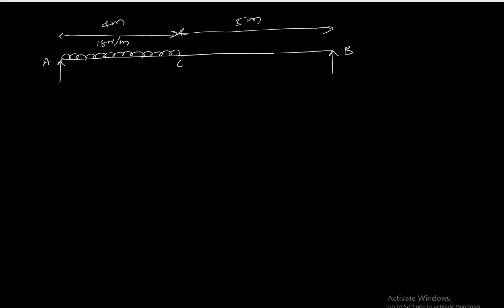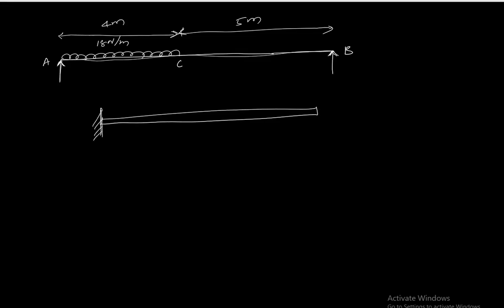Alright, so let's solve this problem of shear force bending moment diagram for a simply supported beam. A simply supported beam is a beam just like this that is supported at these ends here, right? As opposed to a cantilever beam. A cantilever beam is something like that, and it is fixed at one end and the other end is left free.